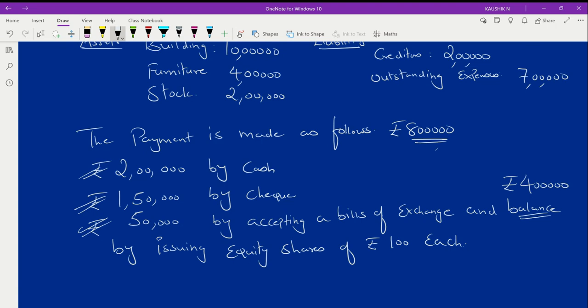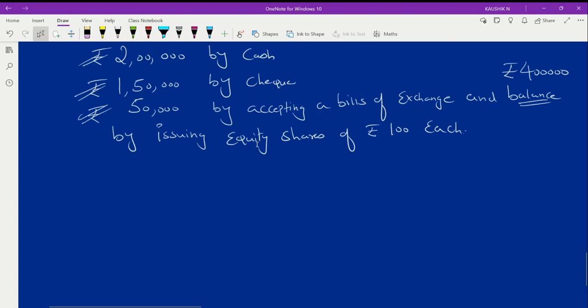Now, to settle the remaining 4 lakhs, they said you are issuing equity shares of rupees 100 each. That means 100 rupees is nothing but your face value. This is called the face value. Now in this case you have to understand how many shares a company has to bring in order to settle that 4 lakh rupees. For that, this is the formula. Kindly make a note of the formula.